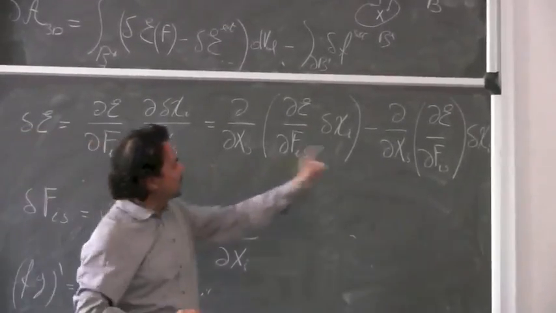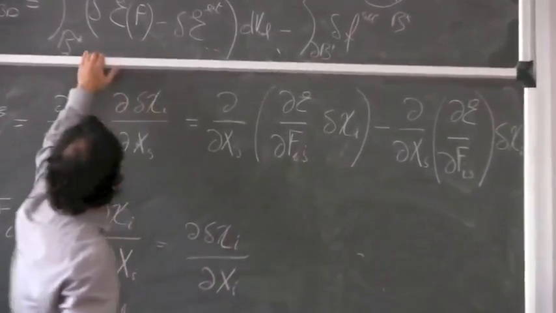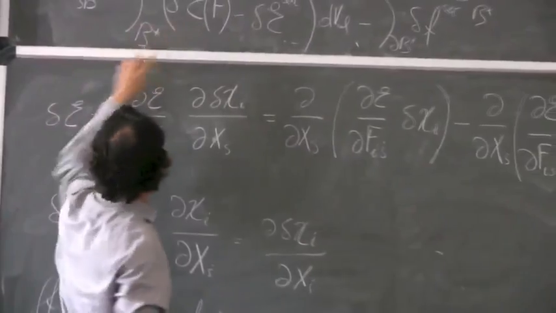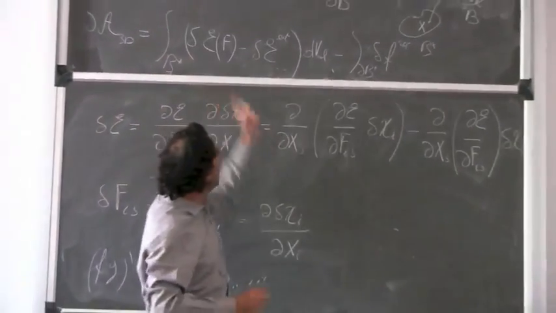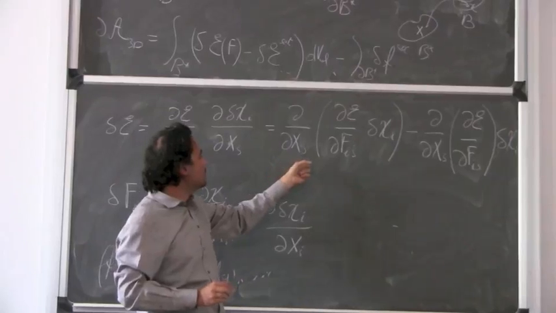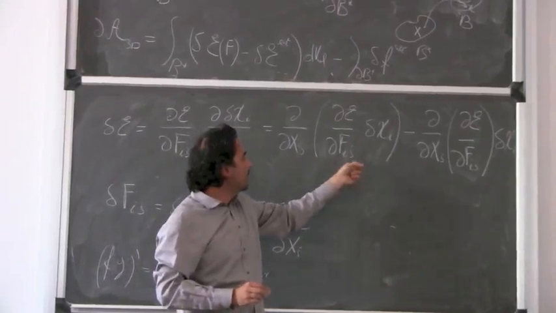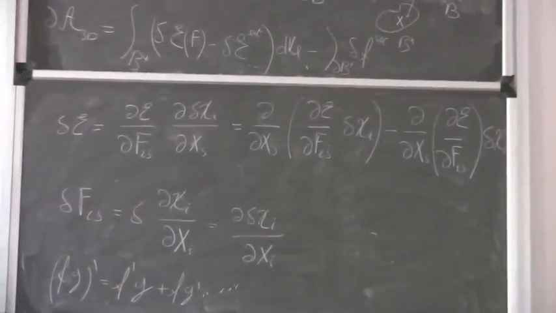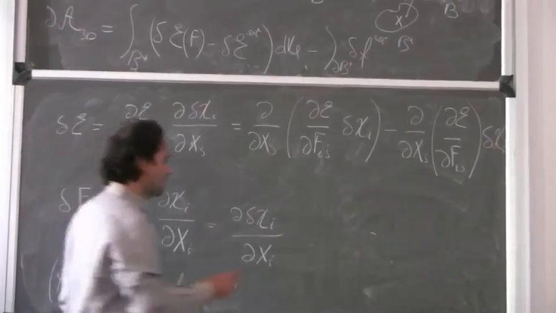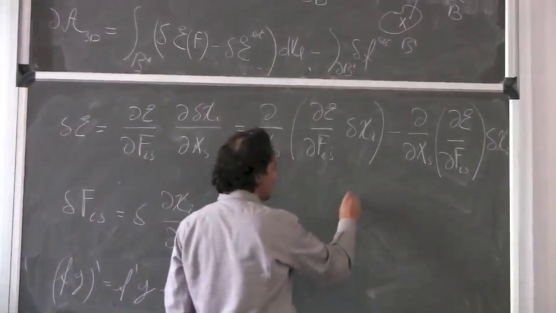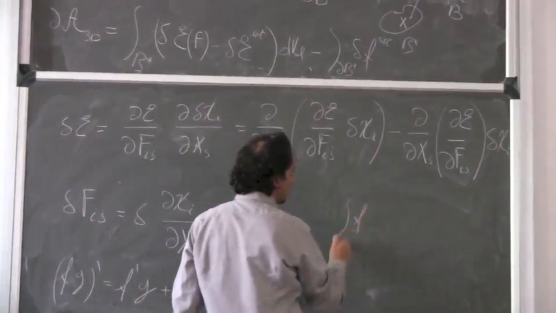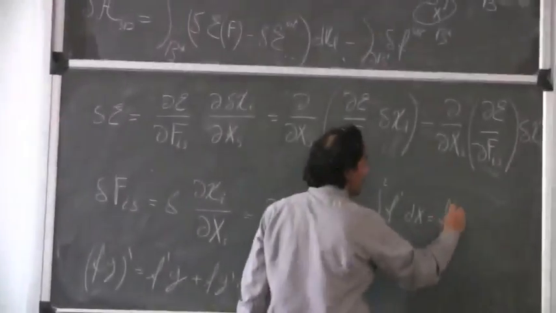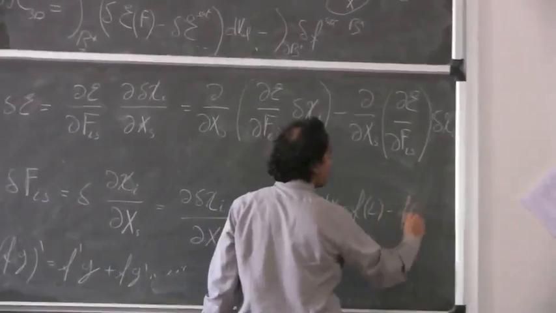You see that I use this trick because now I have an integration over d star of delta E, but a part of this is the derivative of xj of something. So we can use the divergence theorem. Before, in the 1D case, we have used this: the integral of f prime in dx is equal to f in L minus f in 0.